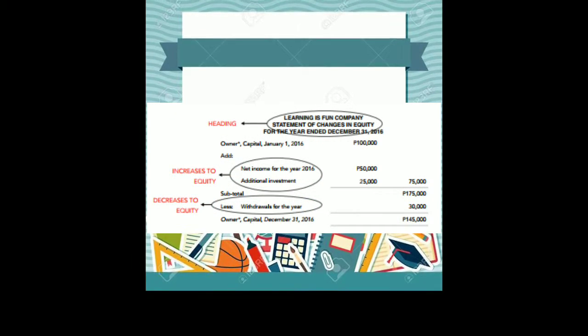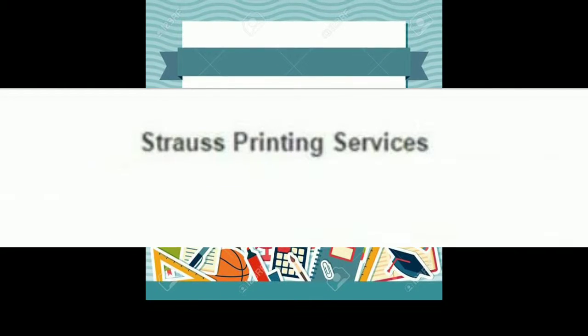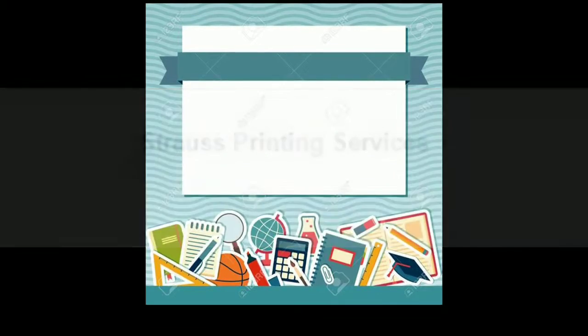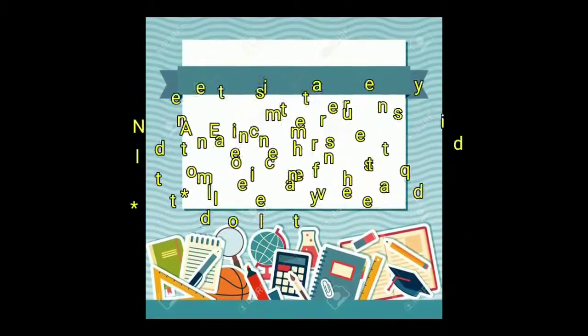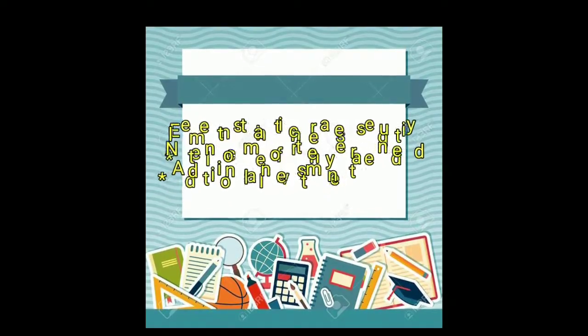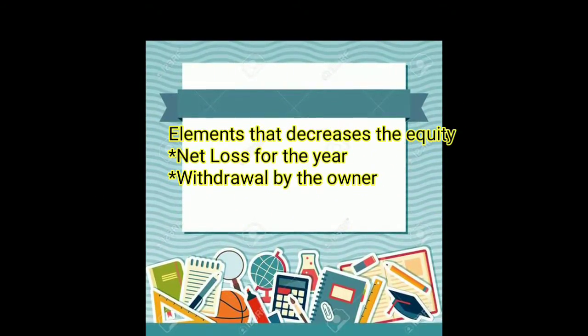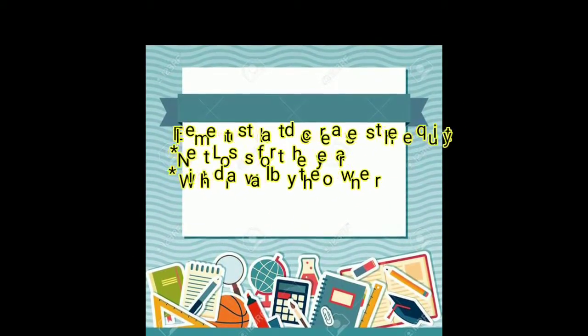The following are parts of the statement of changes in equity. First, heading. It consists of the name of the company, name of the statement, and date of preparation. Elements that increase the equity: net income for the year and additional investment. Elements that decrease equity: net loss for the year and withdrawals by the owner.